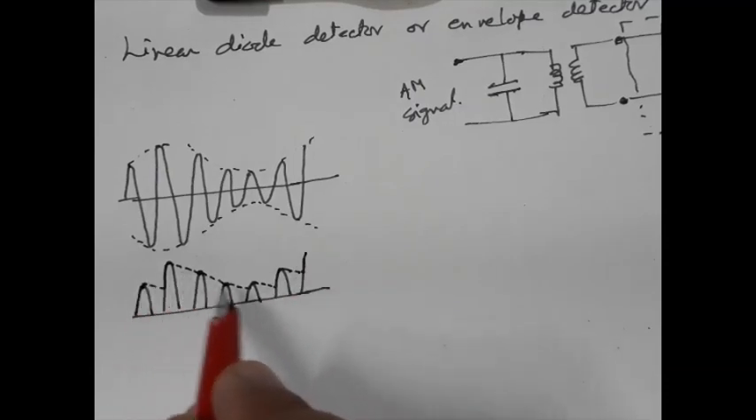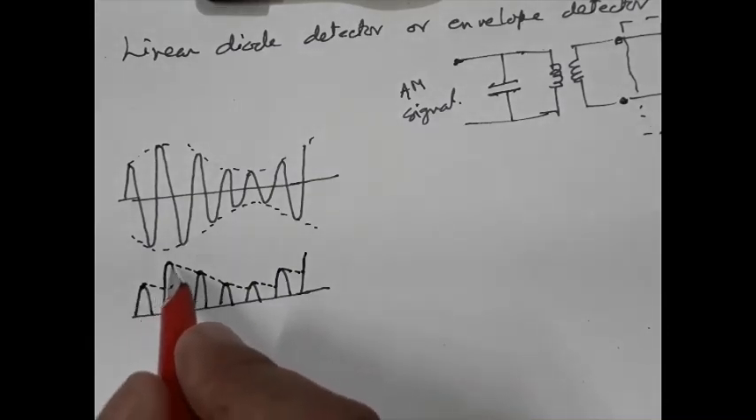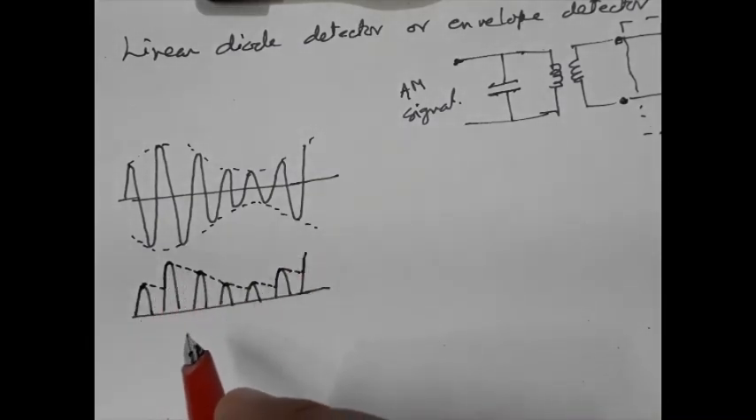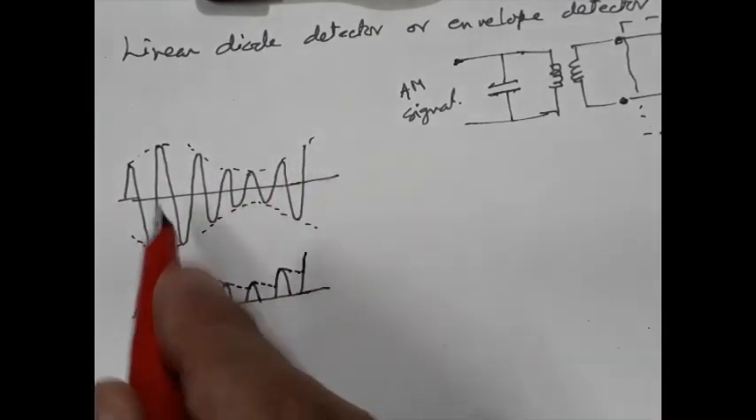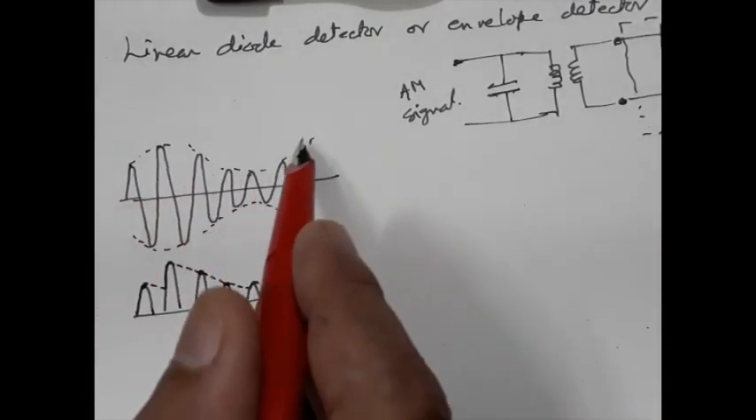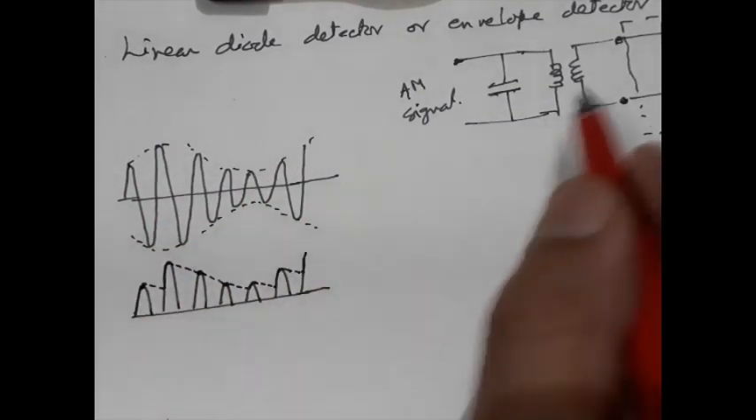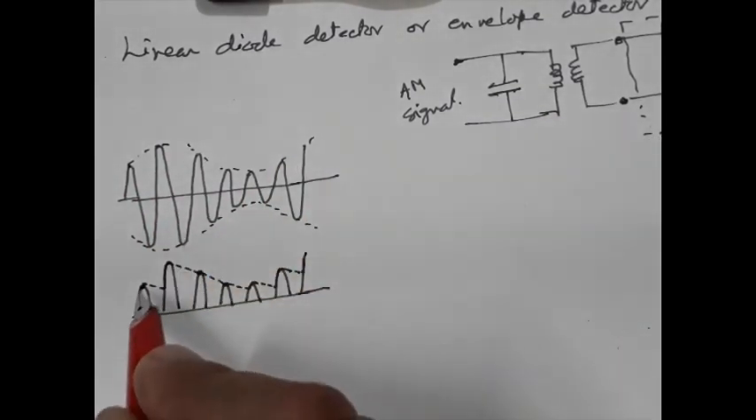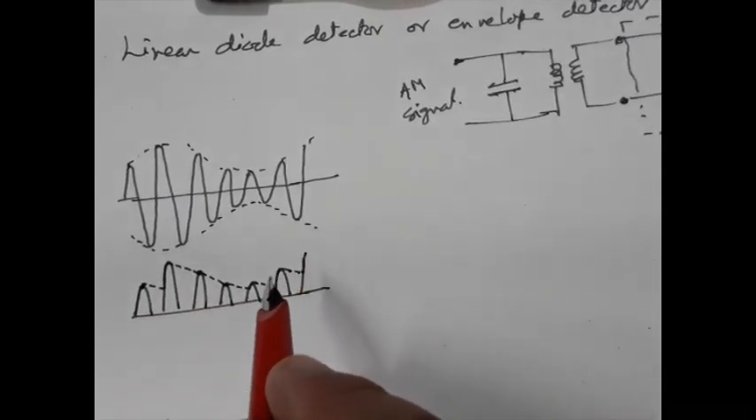That means, if you see carefully, this capacitor voltage drawn in the dotted line is trying to follow the envelope, in a slightly distorted fashion. And this envelope is nothing but the input signal, that means the baseband signal. So this circuit is able to recover, with a little bit of distortion, the original message signal.